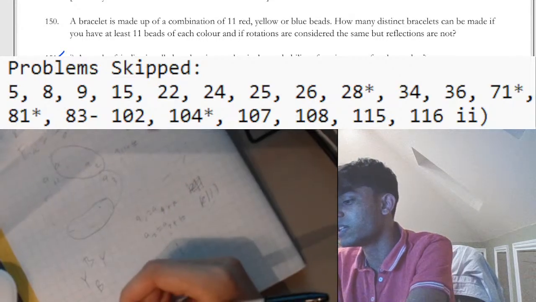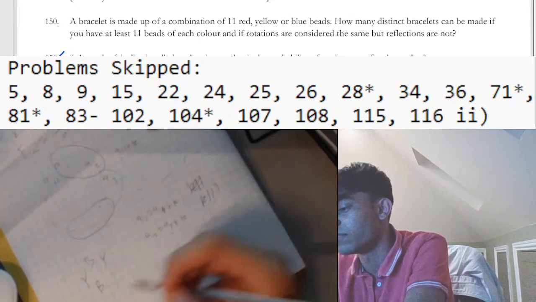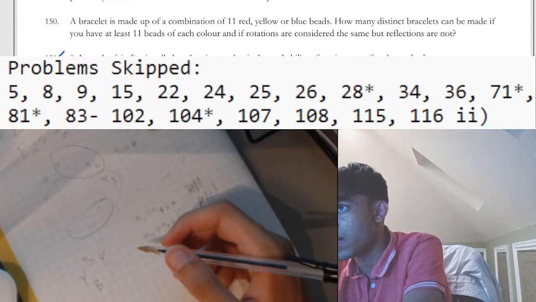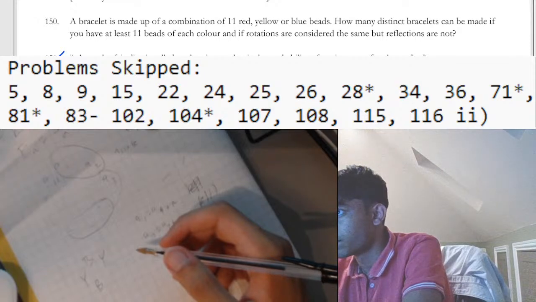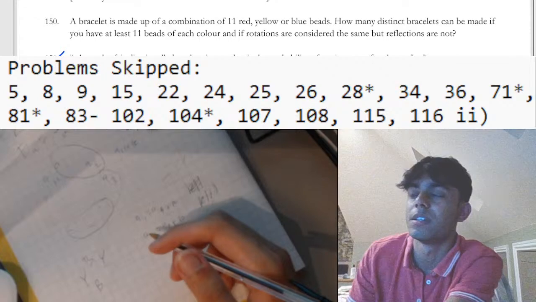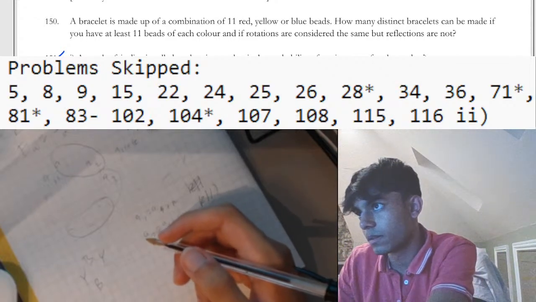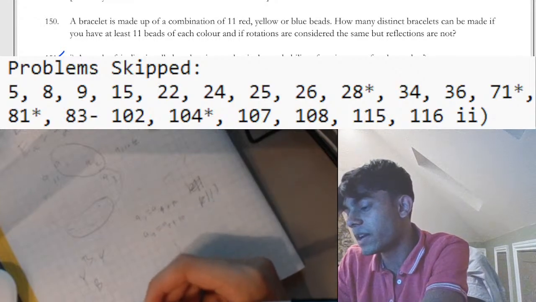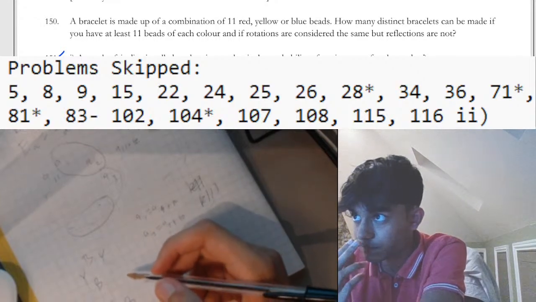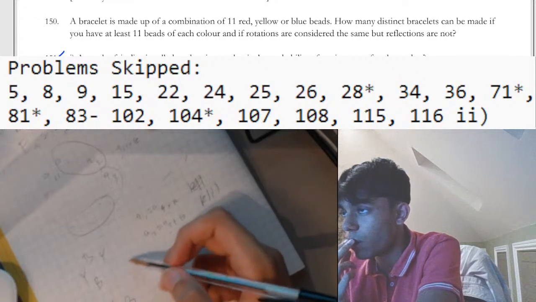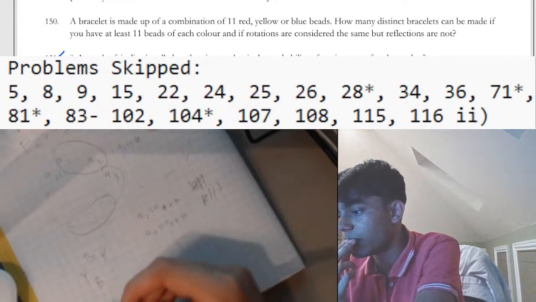So it's really 3 to the 11. But you have some special cases. Rotations are considered the same. So 3 to the 11 minus 3, and for each one you have 11 rotations.